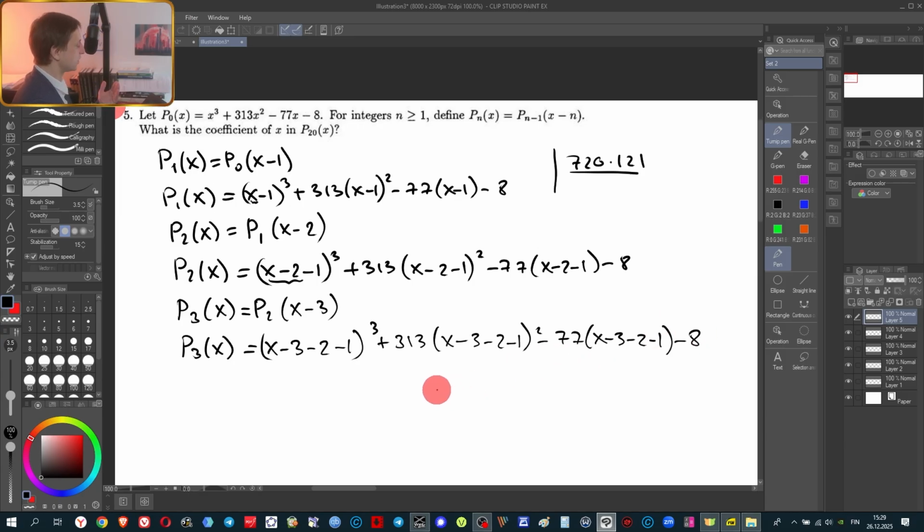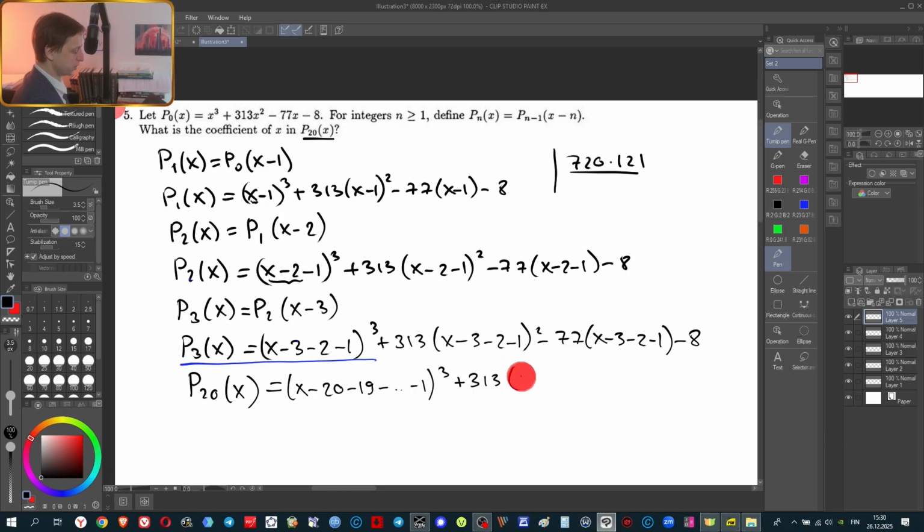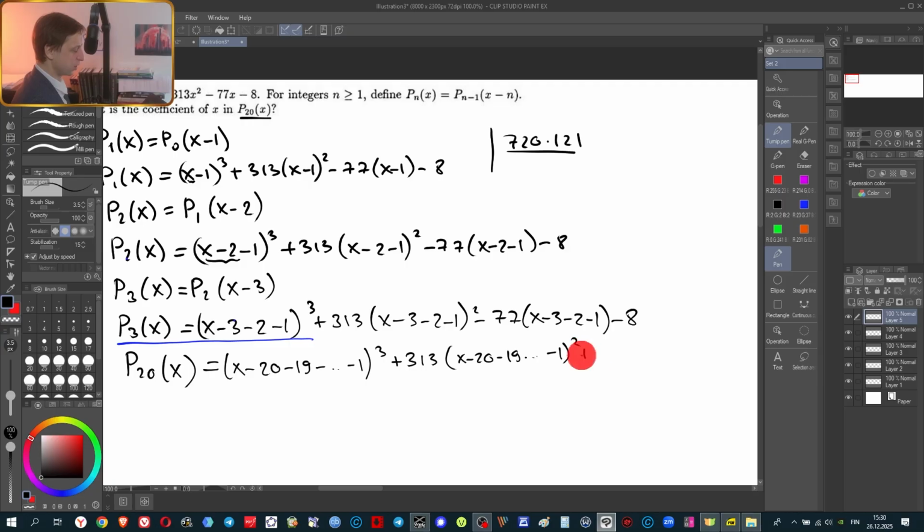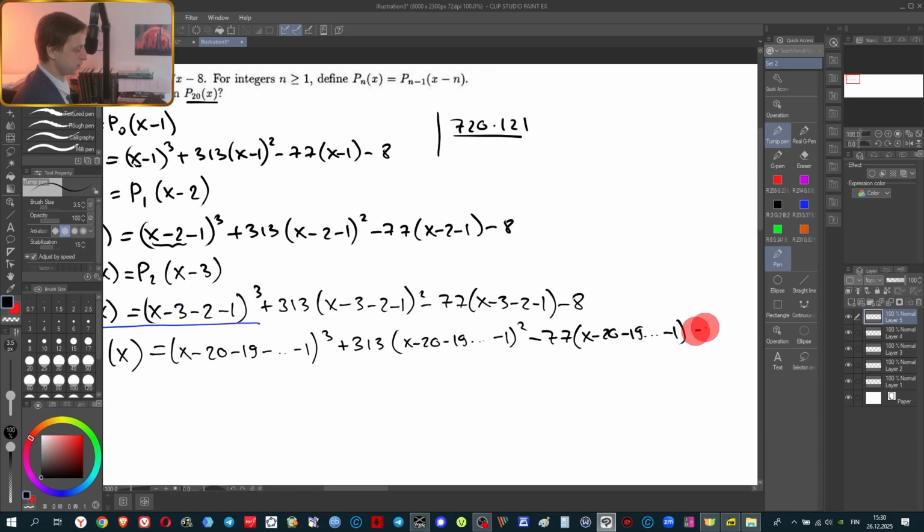And obviously you understand clearly what will happen next. We need to go up to P20 of x. We can tell right away that P20 of x, by using similar ideas, if we look at 3, here we have 3, if we look at 2, here we have 2, must look like this: (x minus 20 minus 19 and so on minus 1) cubed plus 313 (x minus 20 minus 19 and so on minus 1) squared minus 77 (x minus 20 minus 19 and so on minus 1), and finally minus 8.